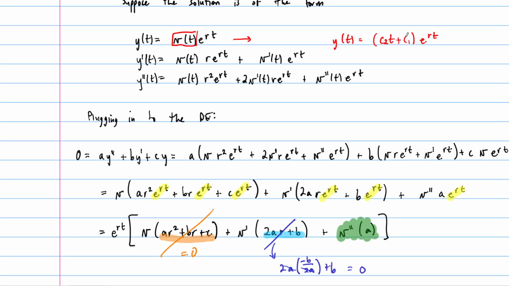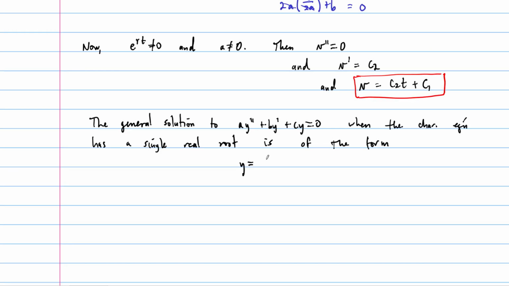multiply this out, so it's going to be c1 e to the rt plus c2 times t e to the rt. So here are the two parts. c1 e to the rt, that's the one that comes from the root itself. So the root here is r.